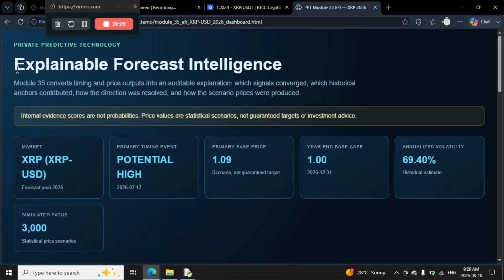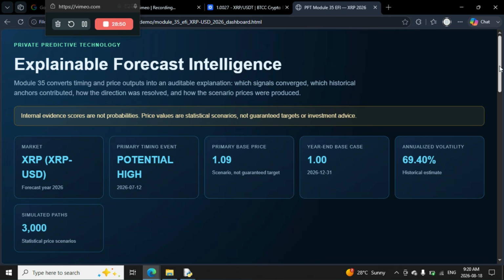This is the XRP explainable forecast, and this module converts time and price outputs into an auditable explanation of which signals converged, which historical anchors contributed, how the direction was resolved, and how the scenario prices were produced. These are evidence scores and are not probabilities. These price values are statistical scenarios and not guaranteed targets or investment advice.